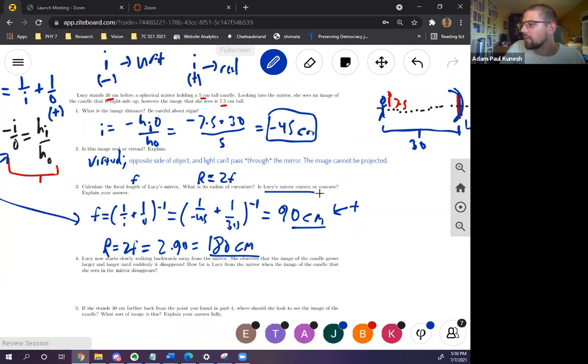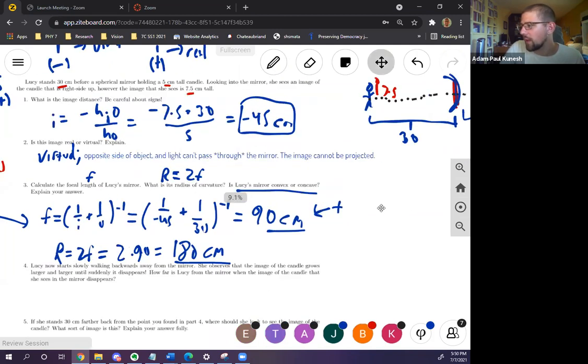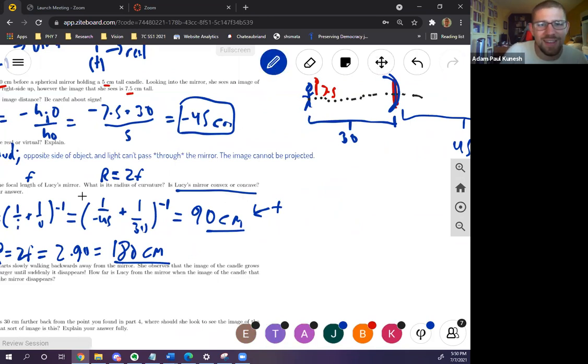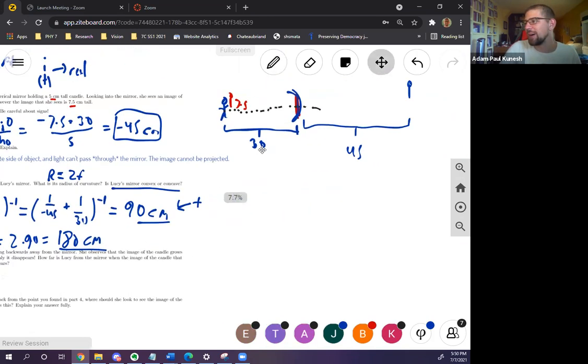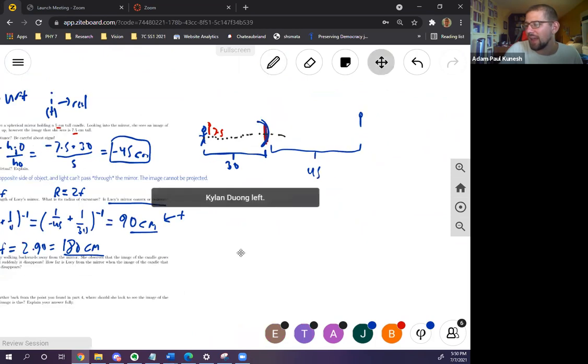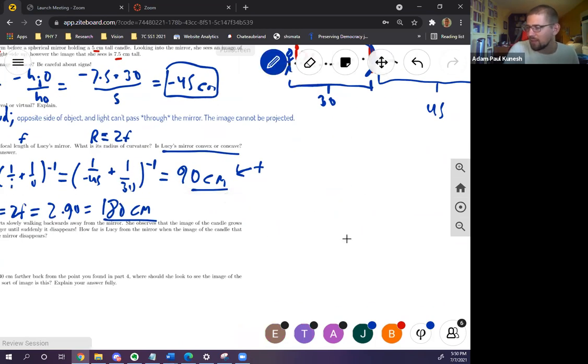I want to know, is it convex or concave? We don't use this language anymore. We just say converging or diverging. So for what it's worth, this is going to be a converging lens. And why is that? It's because the focal length is greater than 0. The focal length is positive. So it's a converging lens.